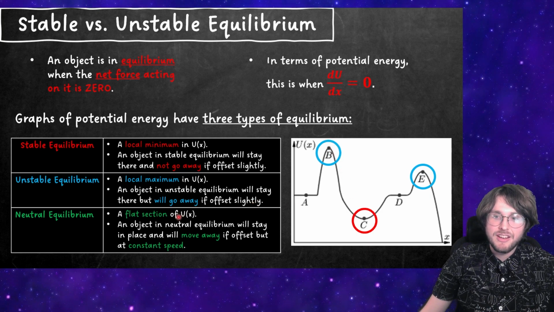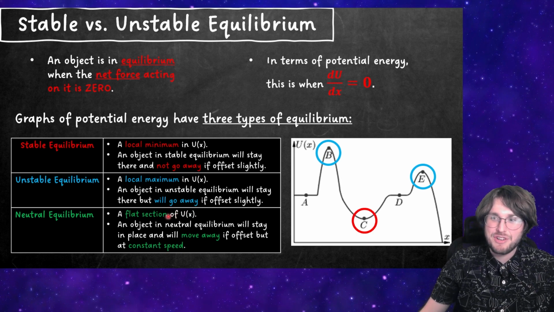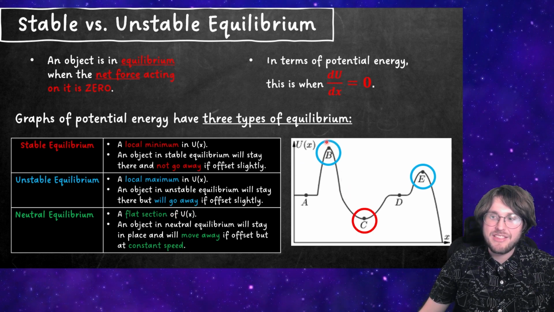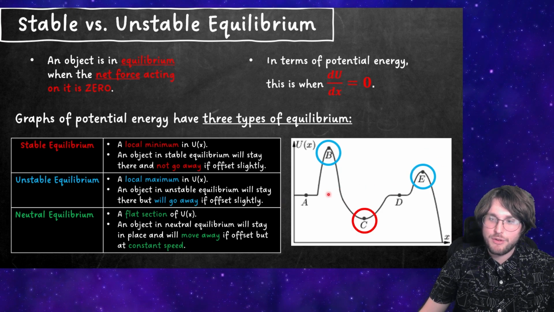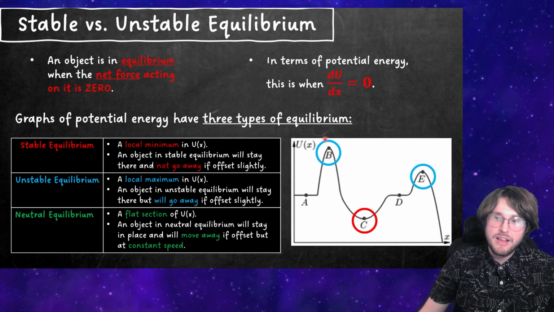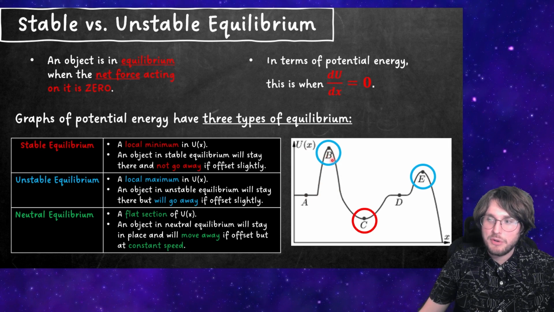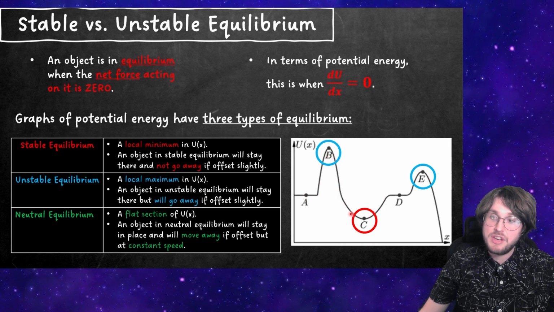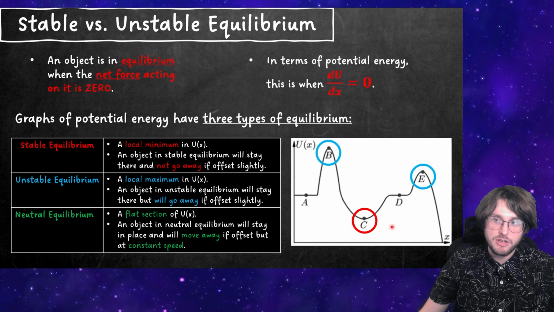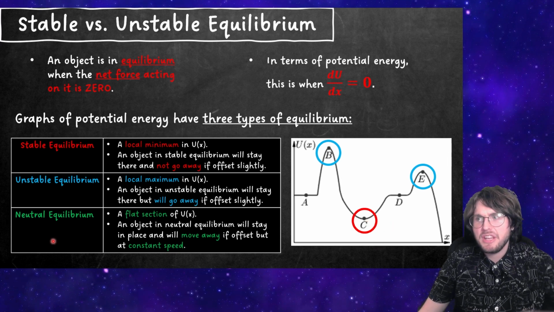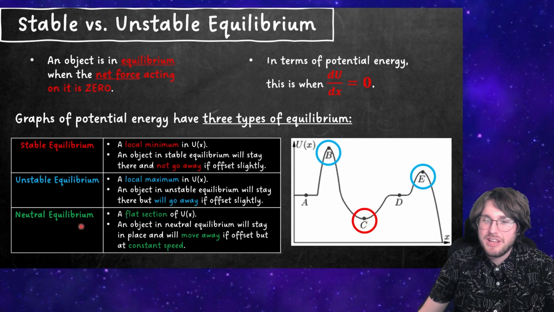It would not, it'll go away and never return to that point. Instead, it would either just keep going until it goes off into the void on either side of this graph, or if it has too little energy, it will just sink into the nearest stable equilibrium position, like C over here.